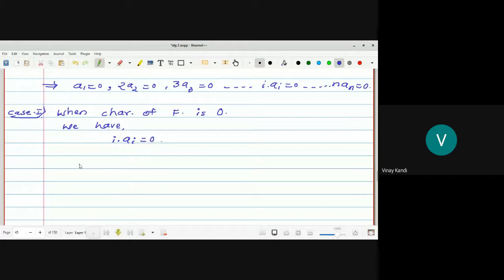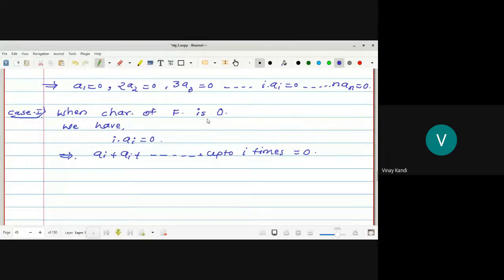So this implies ai plus ai plus up to i times is equal to 0. Now look here: the characteristic of F is 0, which means every non-zero element has order 0, and the 0 element has order 1.